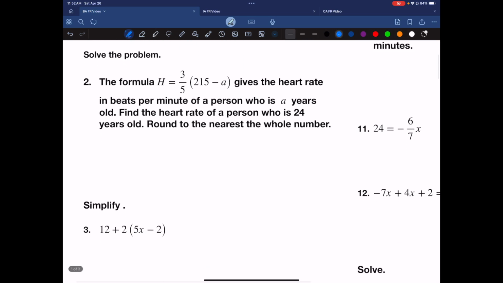Number two, this is the formula, and it gives it to you. It gives the heart rate in beats per minute of a person who is 8 years old. Find the heart rate of a person who is 24 years old, round to the nearest whole number. Okay, so it says A is years old, and then it says 24 years old, so I'm going to plug in 24. So it's literally plugging in, crunching your numbers. 3 fifths, 215 minus 24. All right, and at this point, you can just punch it into your calculator if you want to. But that's going to be H, and it will be approximately 115 beats per minute.